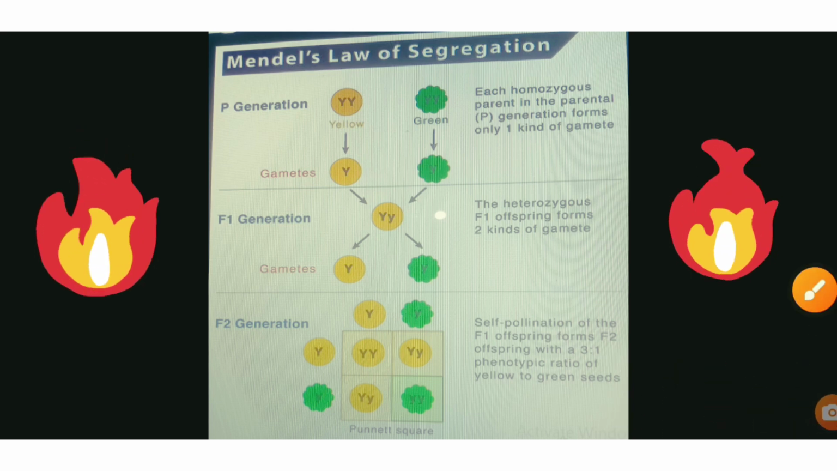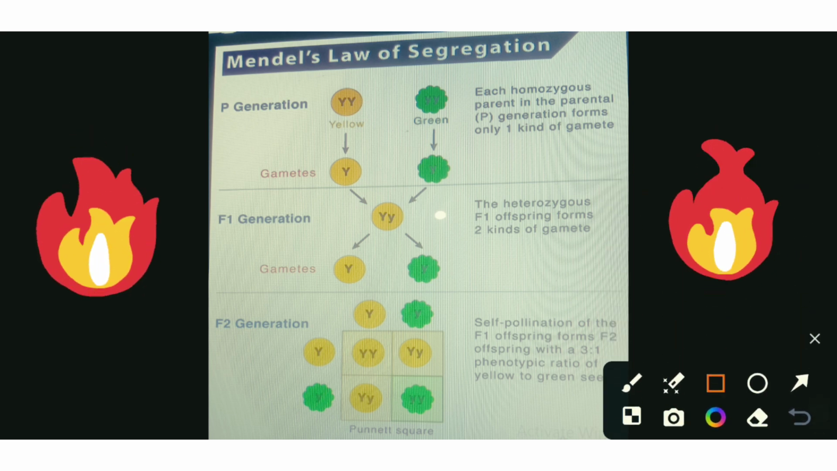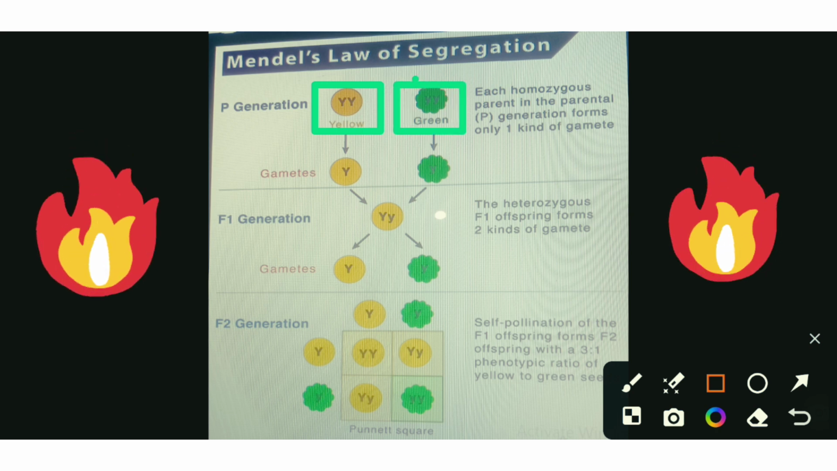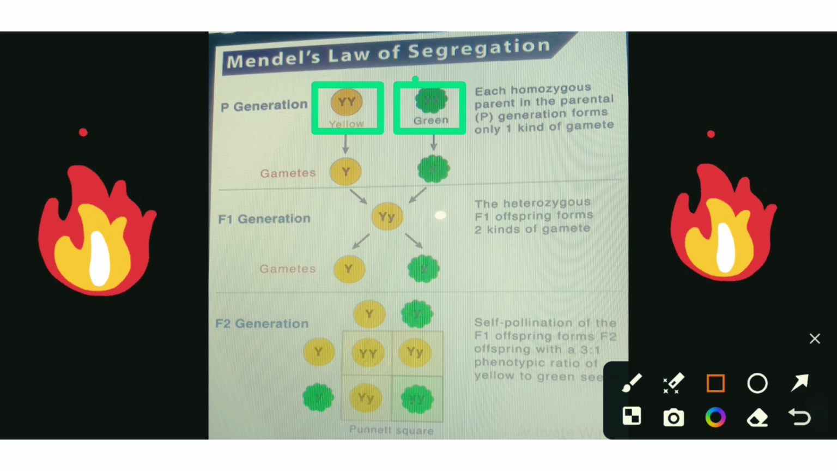Mendel took an example for this. He had chosen the pea plant. The pea plant has many varieties, including colors, and we can see many generations in just a few months. This is the reason why Mendel chose the pea plant. This is very important for the exam and it will be asked.